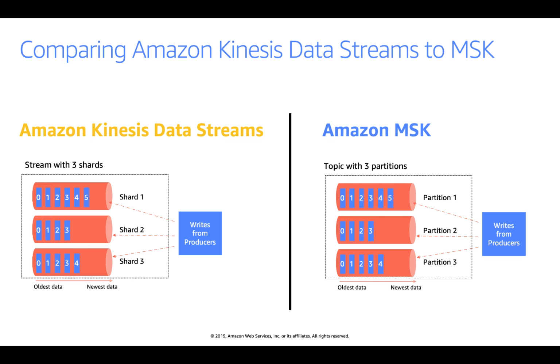Trying to compare Amazon Kinesis data streams with MSK from a higher level, it looks very, very similar. For Kinesis data streams, we have streams with shards. The shards basically define the throughput. And for Amazon MSK, we have topics with partitions. So this diagram from this level of abstraction doesn't help us a lot. We have to dig in deeper.